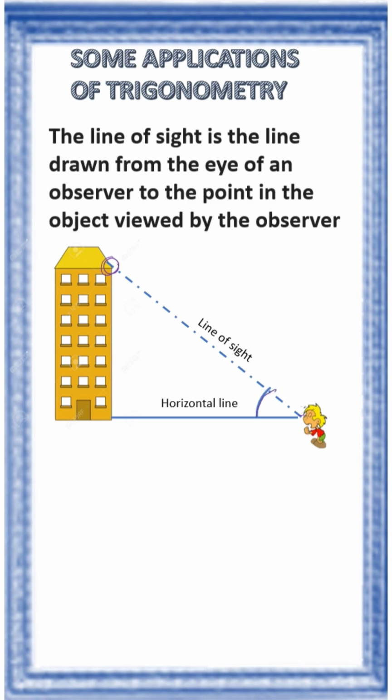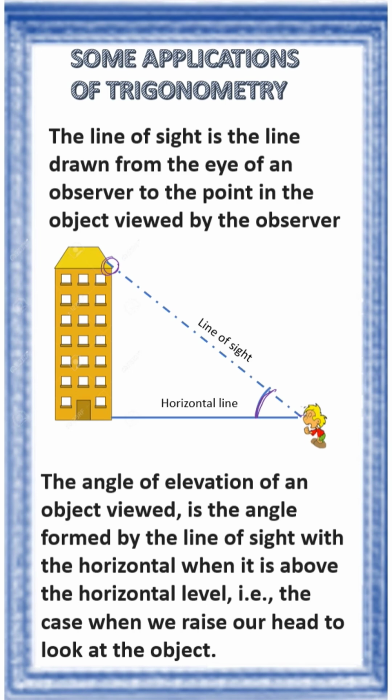Now this angle is the angle of elevation. What is angle of elevation? Angle of elevation of an object. Look at the figure. This is the object viewed. It is the angle formed by the line of sight with the horizontal line, when it is above the horizontal level. Here observe, this line of sight is above the horizontal level. Then this is the angle of elevation.